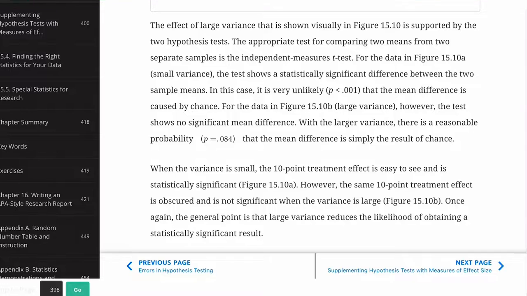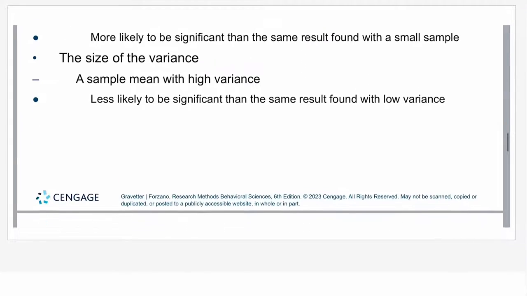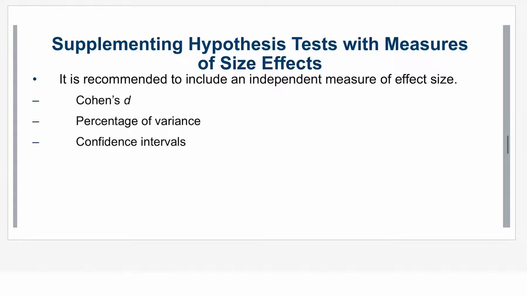And so having a smaller variance also can help your hypothesis test process. If you have scores that are varied and all over the place, that can be problematic and just be something to be aware of as you go through your hypothesis testing process. Okay, so you can also supplement hypothesis tests with measures of effect size, or the size of the effects. And so those are the three ways that you can do that.